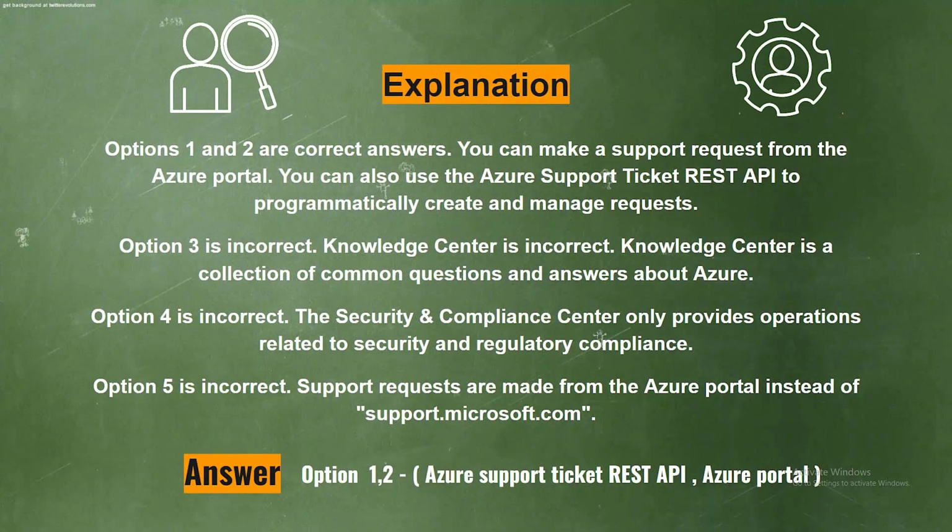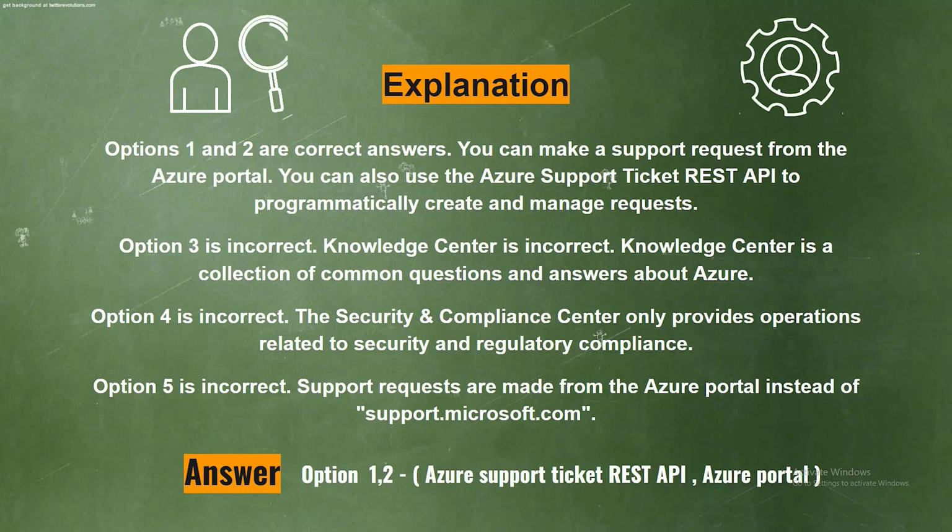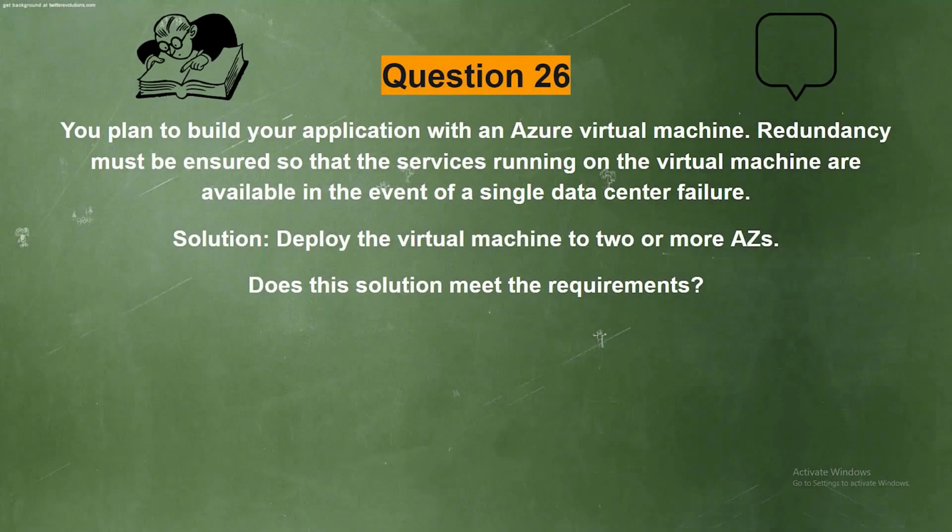Explanation. Option 1 and 2 are correct answers. You can make a support request from the Azure Portal. You can also use the Azure Support Ticket REST API to programmatically create and manage requests. Option 3 is incorrect. Knowledge Center is a collection of common questions and answers about Azure. Option 4 is incorrect. The Security and Compliance Center only provides operations related to security and regulatory compliance. Option 5 is incorrect. Support requests are made from the Azure portal instead of support.microsoft.com.